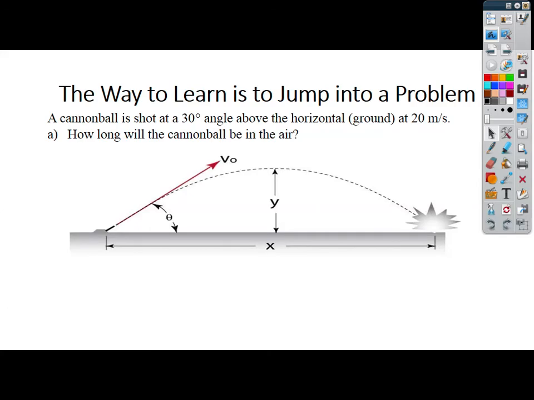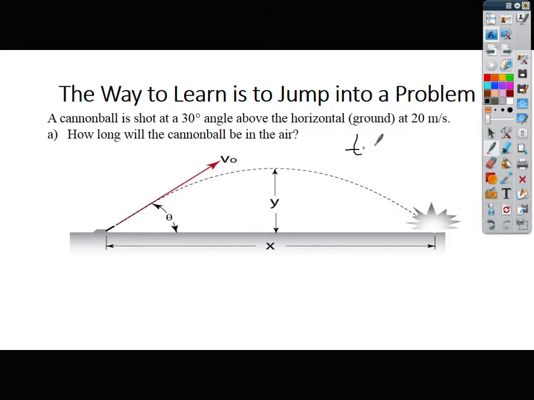All right. Because we basically know everything already in terms of what we should use, we need to just jump right into a problem. So we have a cannonball shot at a 30-degree angle above the horizontal at 20 meters per second. The first question is, how long will the cannonball be in the air? This is about time, and whenever we solve for time, unless things are given to us, which they usually are not, we're going to use the delta y equation. We use the y to figure out how long something stays in the air, because it's the acceleration due to gravity that will determine how long that object is able to stay in the air.